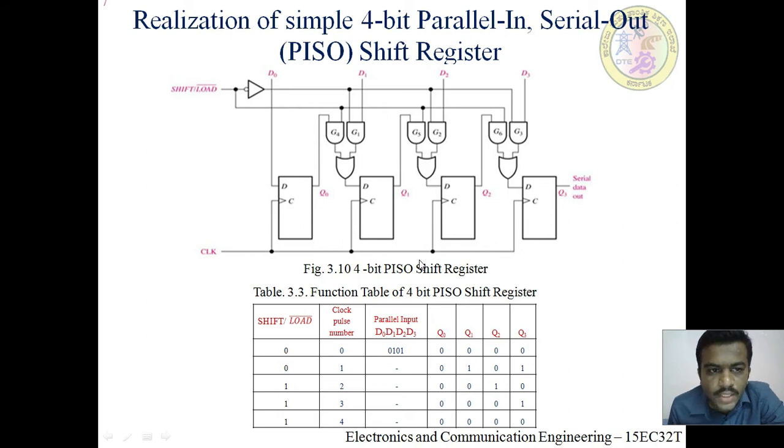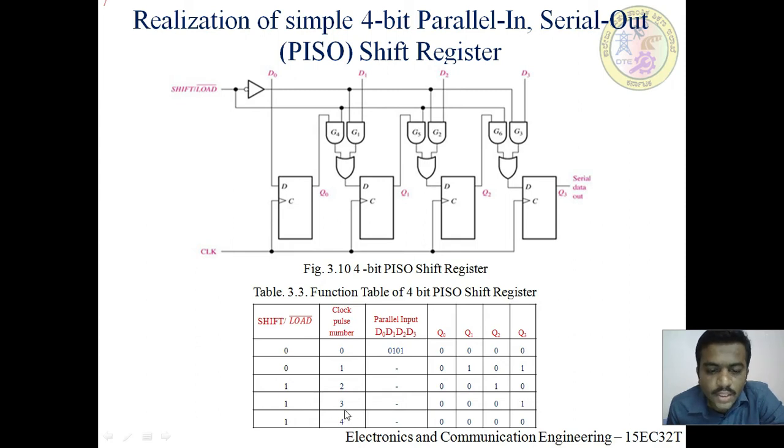In this way, in shift mode, binary bits which are loaded into the parallel in serial out shift register will shift one bit from one stage to the next stage, and the bits will shift out of the shift register in serial form. That is, only one bit is shifted out of the shift register at a time. At the end of the second clock pulse, the state of the shift register will be Q0 equal to 0, Q1 equal to 0, Q2 equal to 1, and Q3 equal to 0.